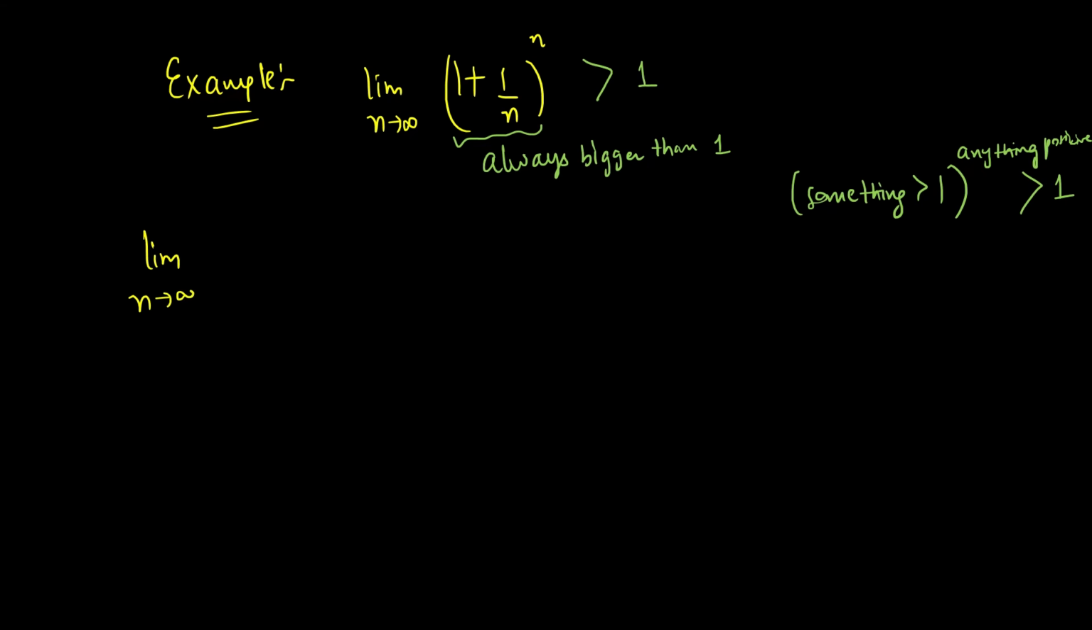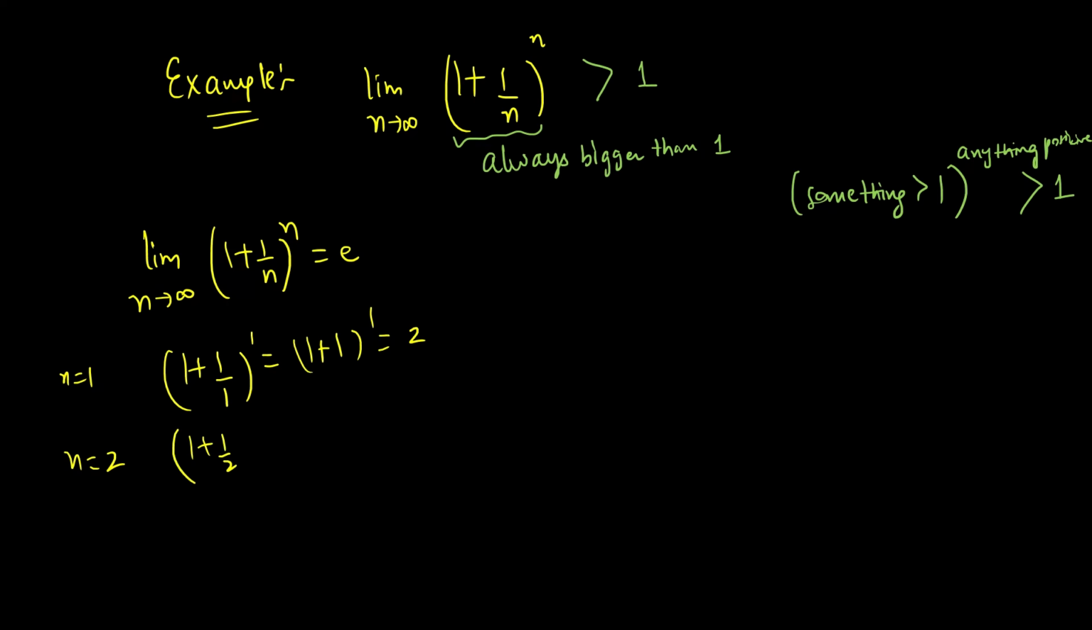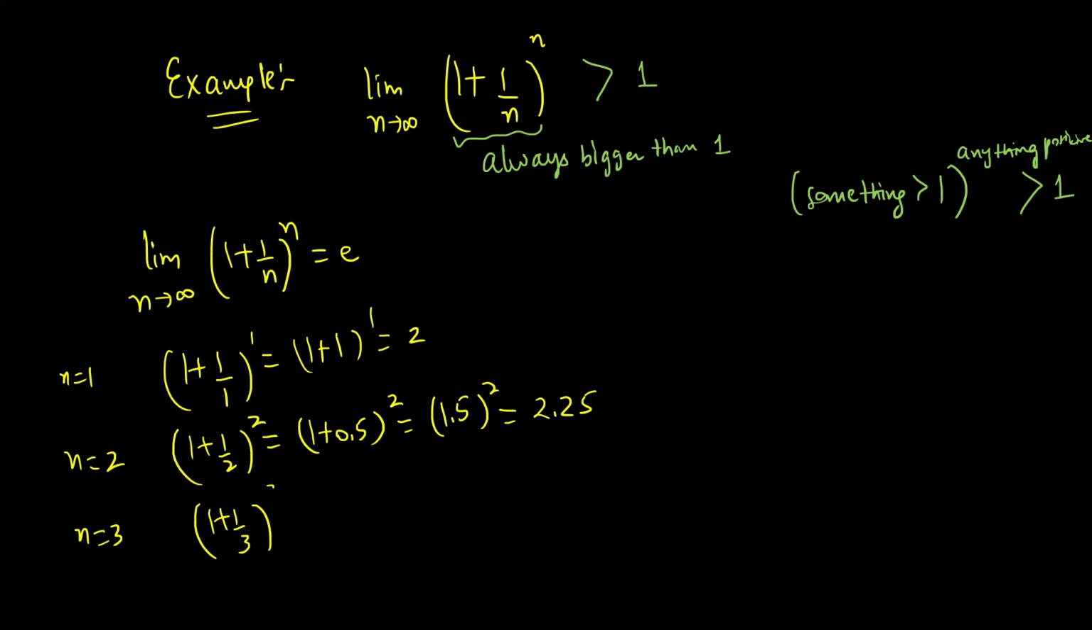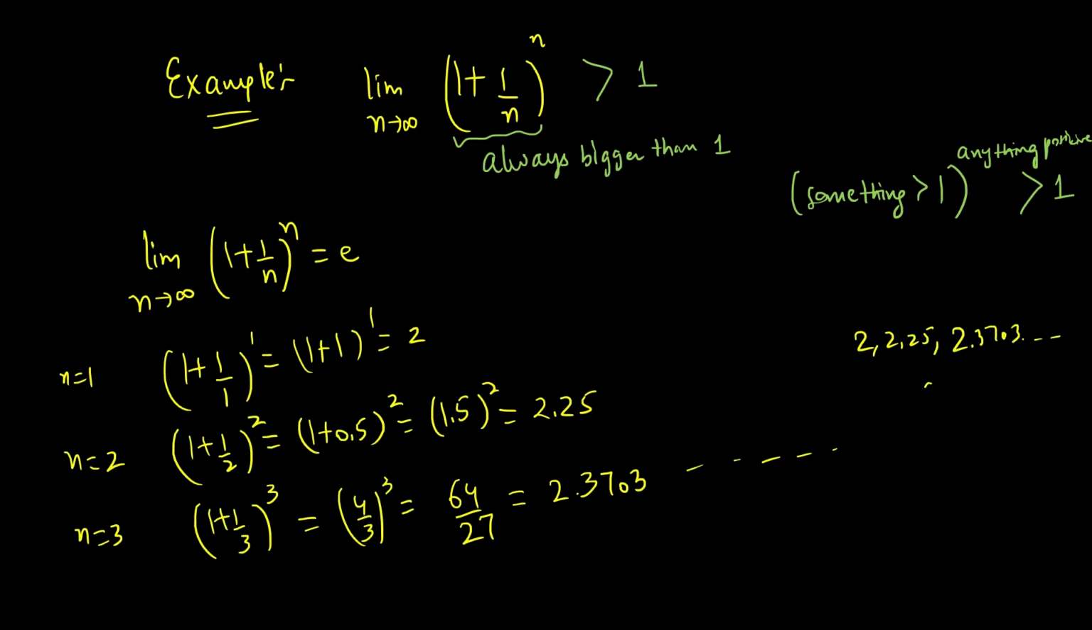Now, the value of this limit is found in calculus using various techniques. It's equal to e, Euler's constant. So you can see when n is 1, the value of this is 2. When n is 2, you plug in and simplify, this is 2.25. When n equals 3, (1 plus 1 over 3) to the power 3 is (4 over 3) cubed, which is 64 over 27, approximately 2.3703. And so on. This is a sequence of values 2, 2.25, 2.37, which ultimately approaches 2.7128, which is e, an irrational number. So the value of this limit is equal to e, which is definitely bigger than 1.